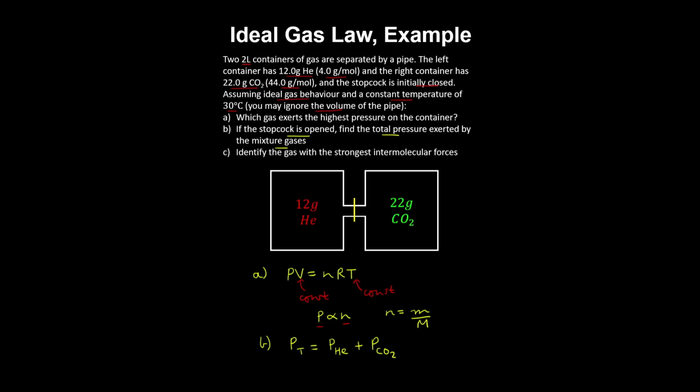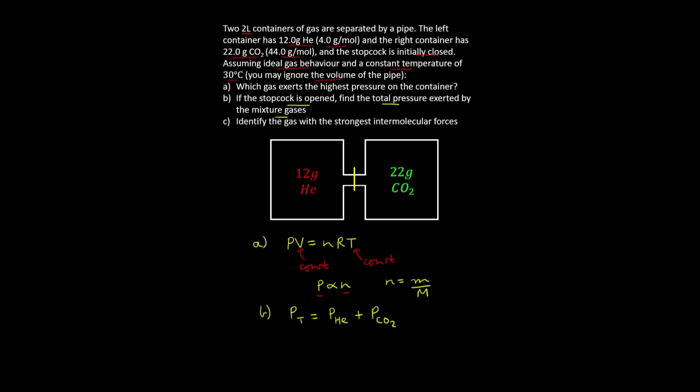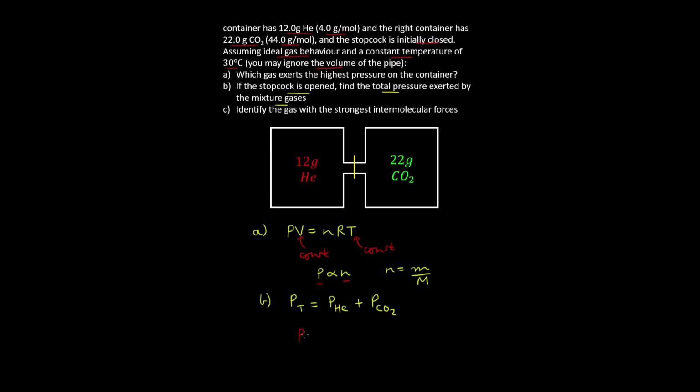And you can find the individual pressures using the ideal gas law applied to each gas, with the following universal gas constant, and the temperature is given in degrees Celsius, which is 303 Kelvin, and you have the number of moles of each gas from part A, and the volume of gas is going to be 4 litres, with the stopcock removed.